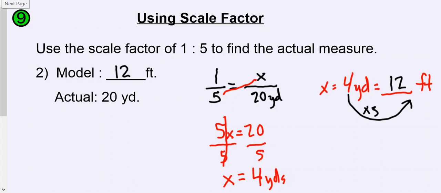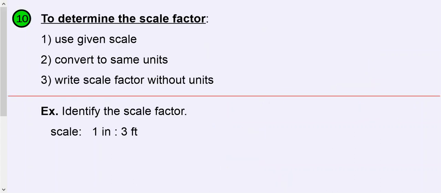Alright, one more example here. To determine the scale factor, use the given scale, convert to the same units, and then write the scale factor without the units. So our example here says identify the scale factor. The scale is 1 inch and 3 feet. Alright, so the first thing is we have our given scale 1 inch to 3 feet, and we need to convert to the same units.